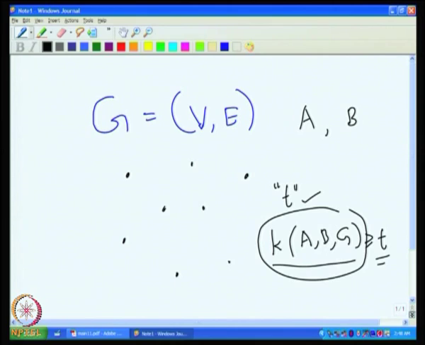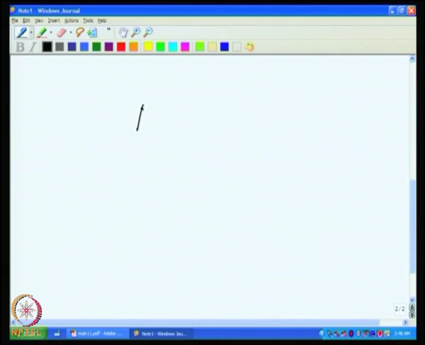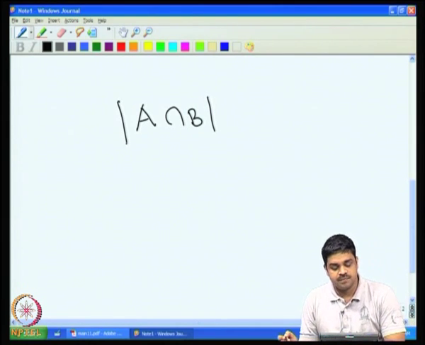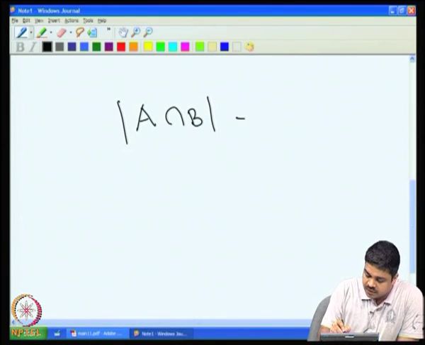Now, if I am given A and B in a graph without any edges, then it is very clear that to separate A from B, we just have to remove the vertices which are common to A and B. For instance, A can be like this, B can be like this. Then to separate them, these vertices are to be removed, and these are the only ones to be removed. So, in this case, the minimum number of vertices to be removed so that A gets separated from B is equal to |A intersection B|.